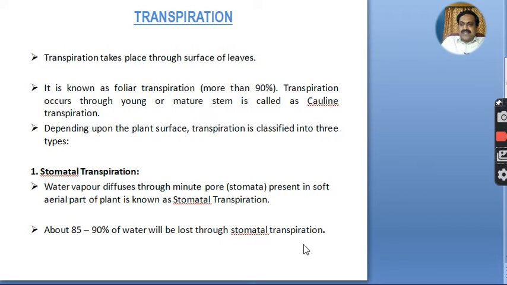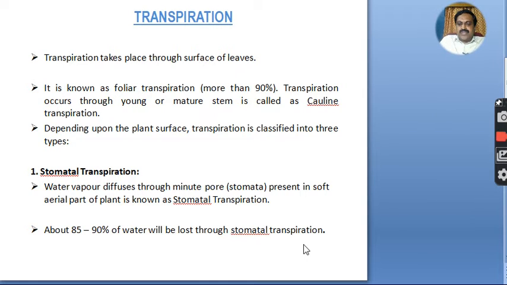Thus, we can define transpiration as the process of loss of excess water from the aerial parts of the plant body, mostly through the stomata of the leaves, in the form of vapors. So during transpiration, the excess water will be lost in the form of vapors, and most of the transpiration takes place through the stomata of the epidermis. Hence, such transpiration is also referred to as foliar transpiration.